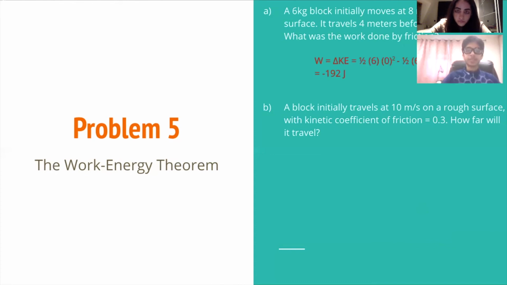Again, it's negative because the block moves forward, but friction applies a force in the other direction. So the angle is 180 degrees, and cosine of 180 degrees is -1.